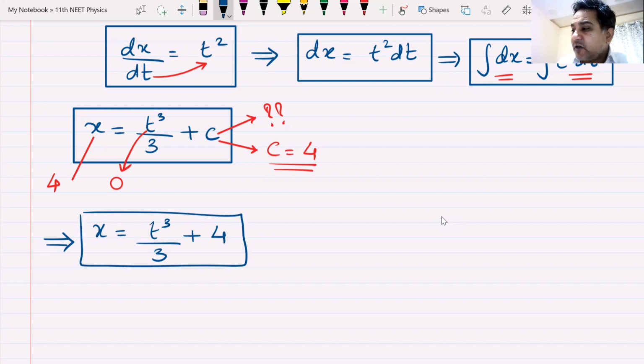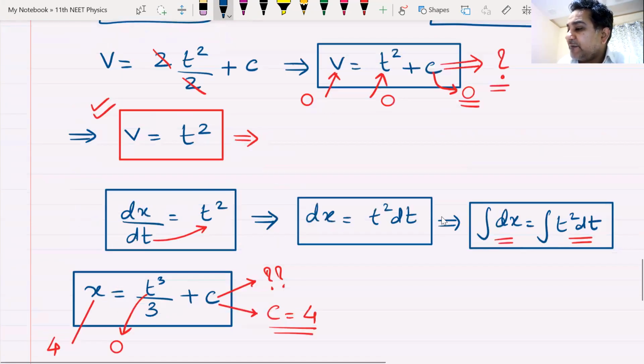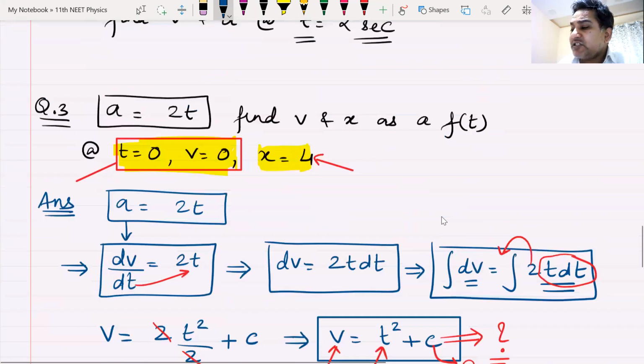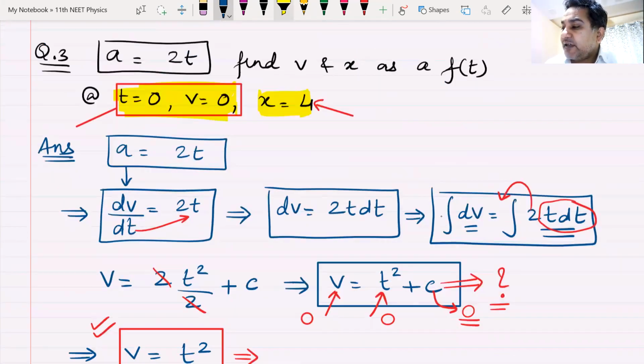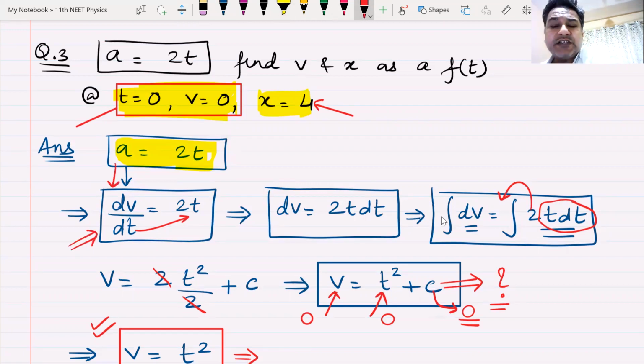How did I get this? Let me rewind this. How did I start? I started from acceleration is 2t. I took it to step number 1. I wrote acceleration as dv by dt. dv by dt is 2t. Then I took dt on the other side, so dv becomes 2t dt. Then I put the integration part. I integrated it and I got a constant c.